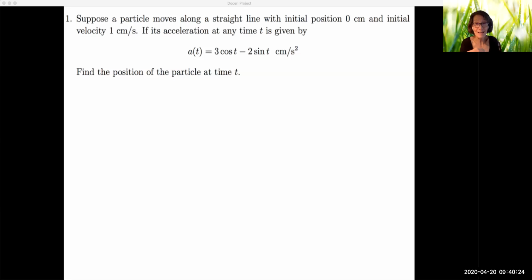We're actually given the second derivative. The acceleration, remember, is the second derivative of the position. The velocity is the first derivative, the acceleration is the second derivative. So that's precisely why we had to be given two initial values. We've got the second derivative here, so we're two levels away from what we're looking for. We're looking for the position, but we're given the acceleration.